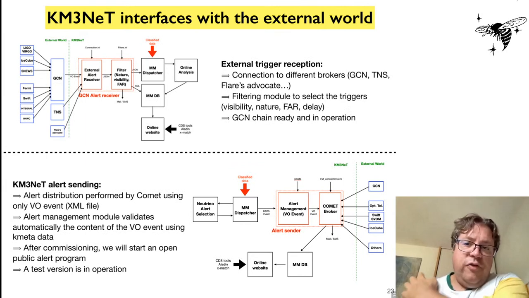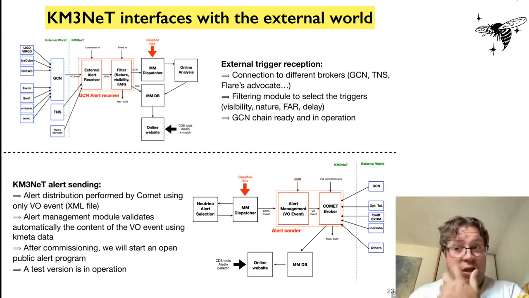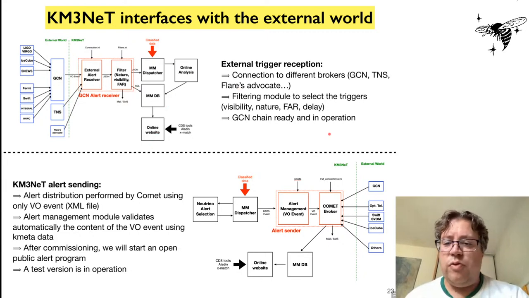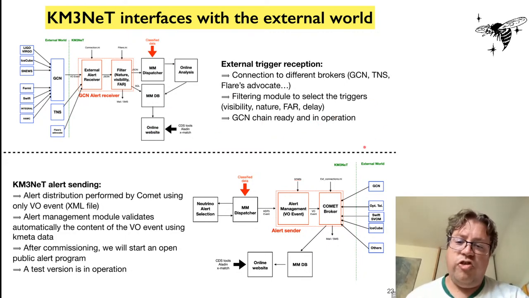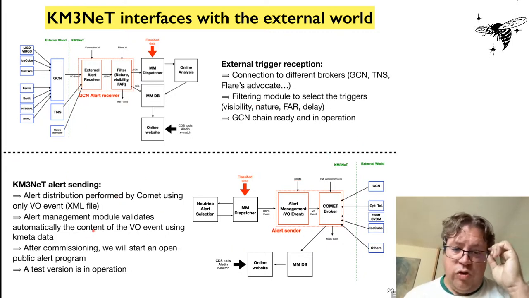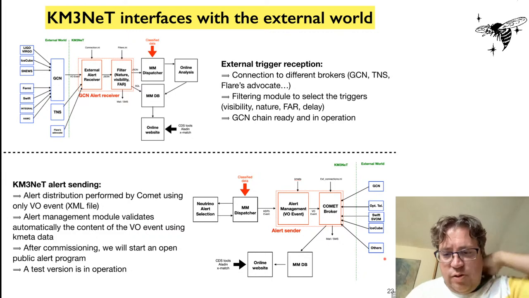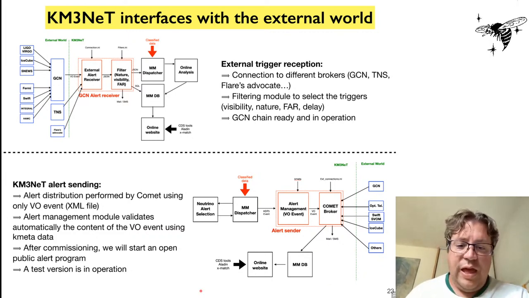So here is our interface for the online and the external world. As I am running late, I will just go briefly. We have an external trigger reception, for example from the GCN and all other brokers, where we filter them and process them in real time. And if there is an association, we send back an automatic response to the GCN alerting that we have one neutrino. And we have some alert sending, which for now is only done with VOEvent, and with the Comet broker to broadcast our alert, and the alert will be public for KM3NeT.